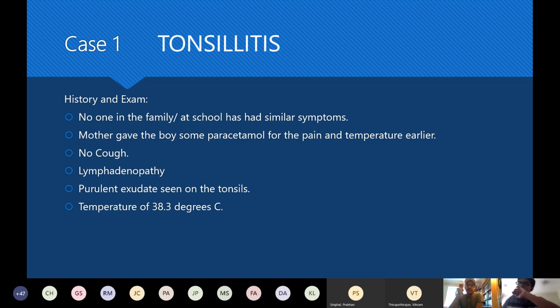So just a little bit of addition to this history. No one in the family or at school has had similar symptoms. Mother gave the boy some paracetamol for the pain and the temperature earlier. He's not had a cough. He has some lymphadenopathy on examination. When you look inside his mouth, there's some purulent exudate seen on the tonsils, and his temperature is 38.3. What's the most likely cause of this then, out of the differentials we talked about?